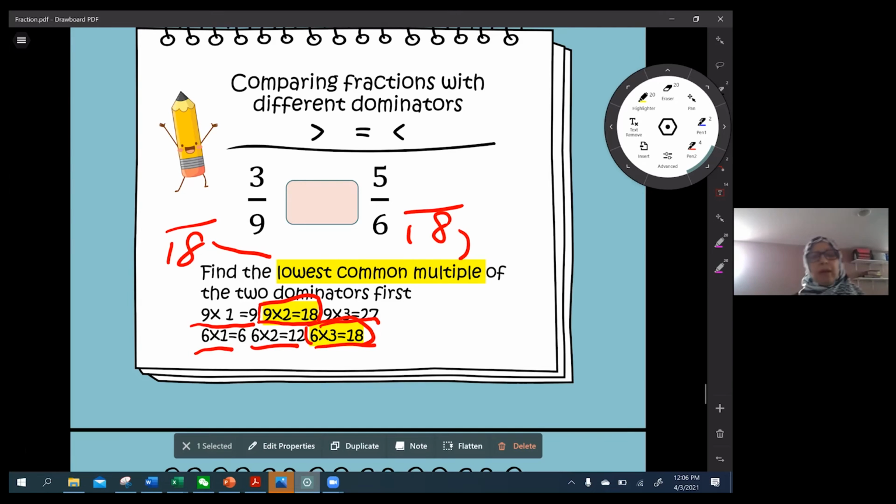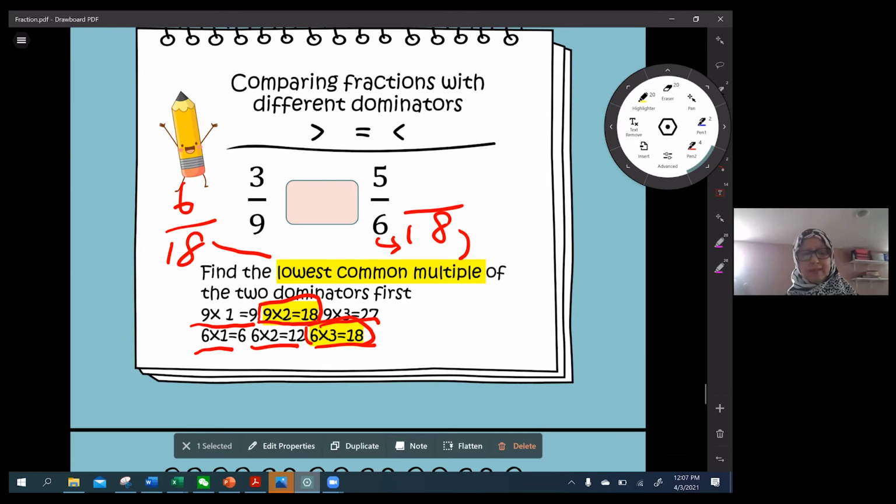What happens to my numerator? It multiplies by the same thing. So 9 times 2, like 3 times 2. So 3 times 2 would be? 3 times 2 will be 6. Right. And 5, I will multiply it with? 2? Like 3 times 2 equals 6. But this is from 6 to 18. 6 times 3 equals 18. And I would do 5 times 3, and 5 times 3 equals 15.